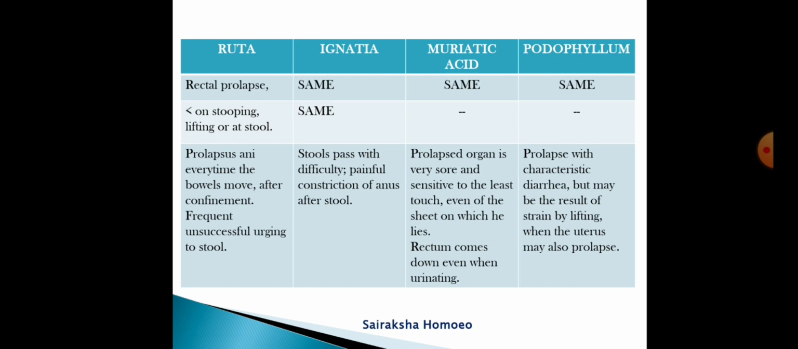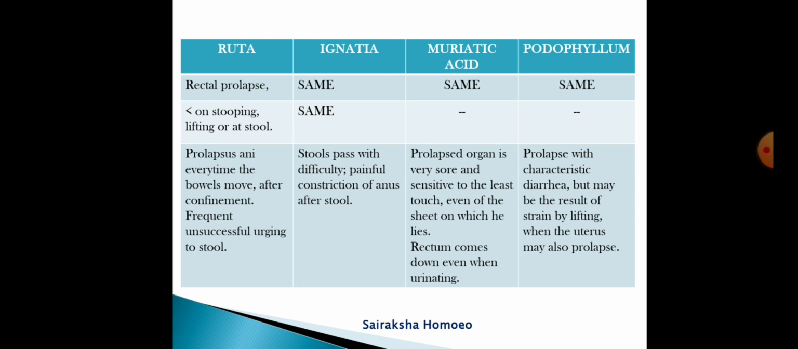So next remedy we see, it has action on the rectal sphere where it causes prolapse of the rectum. So the remedies which we can differentiate here are Ruta, Ignatia, Muriatic acid and Podophyllum. So in Ruta you find rectal prolapse, aggravation on stooping or lifting or at stool. While in Ignatia also you find the same symptoms, rectal prolapse on stooping, lifting or at stool. In Muriatic acid they don't have this aggravation from lifting or at stool, but they have rectal prolapse. While in Podophyllum also they have rectal prolapse.